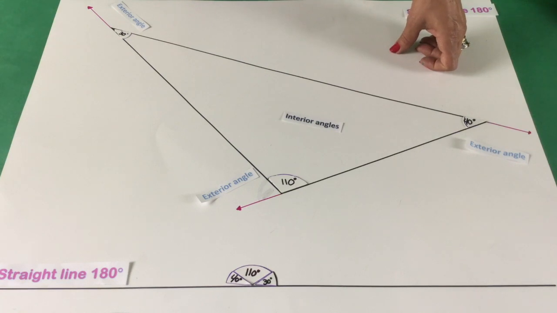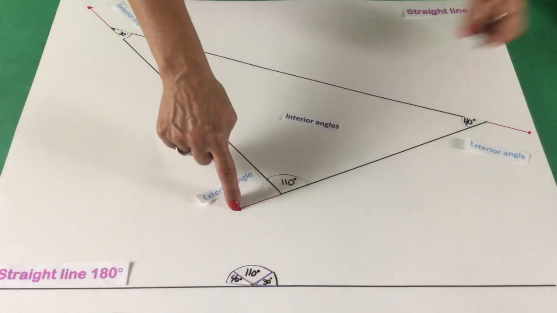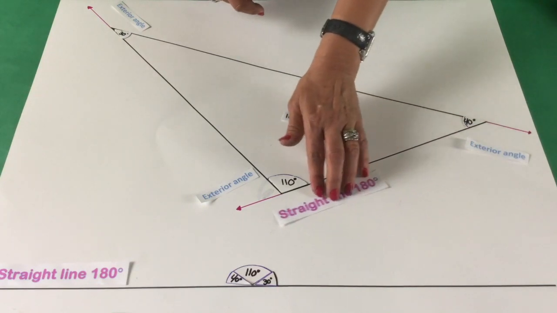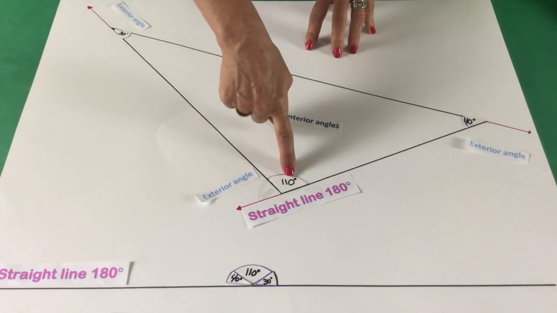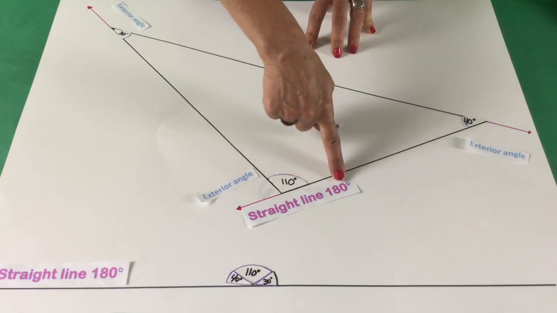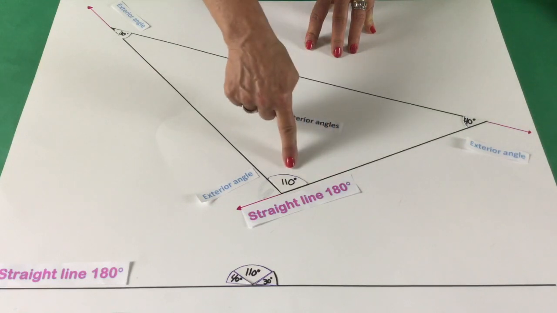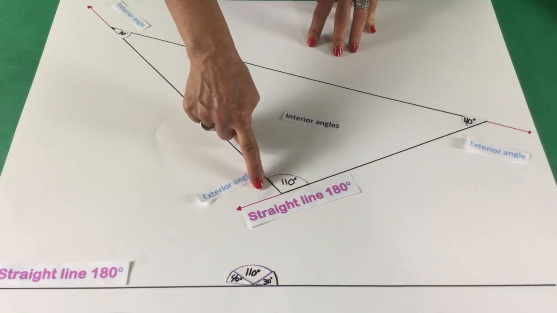Now, how do you find the measure of the exterior angle? Let's start with this one. If you notice, this made a straight line, and the measure of a straight line angle is 180 degrees. So if the interior angle is 110, what's missing from the 180 to make the exterior angle? 180 minus 110 is 70. So the exterior angle equals 70 degrees.